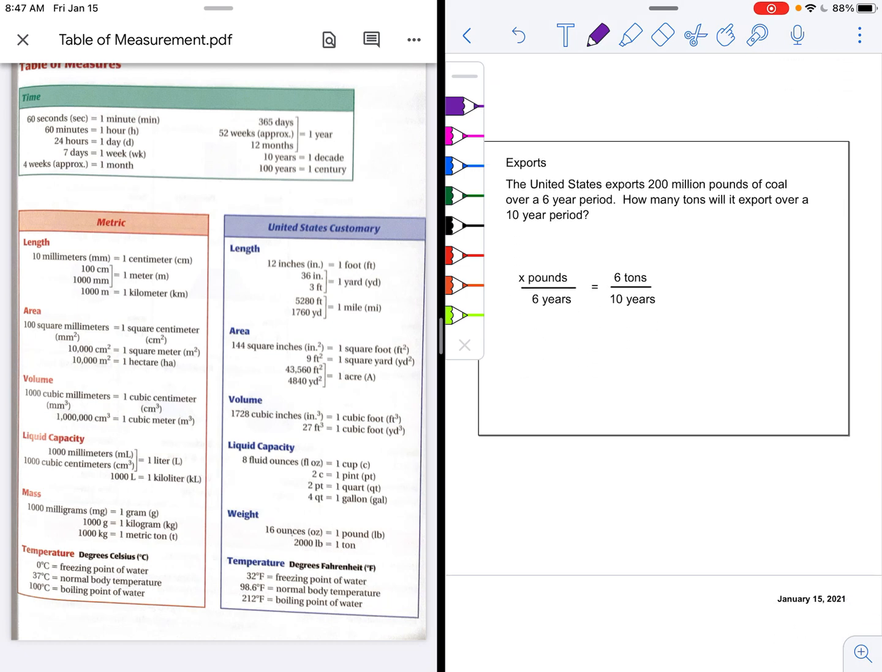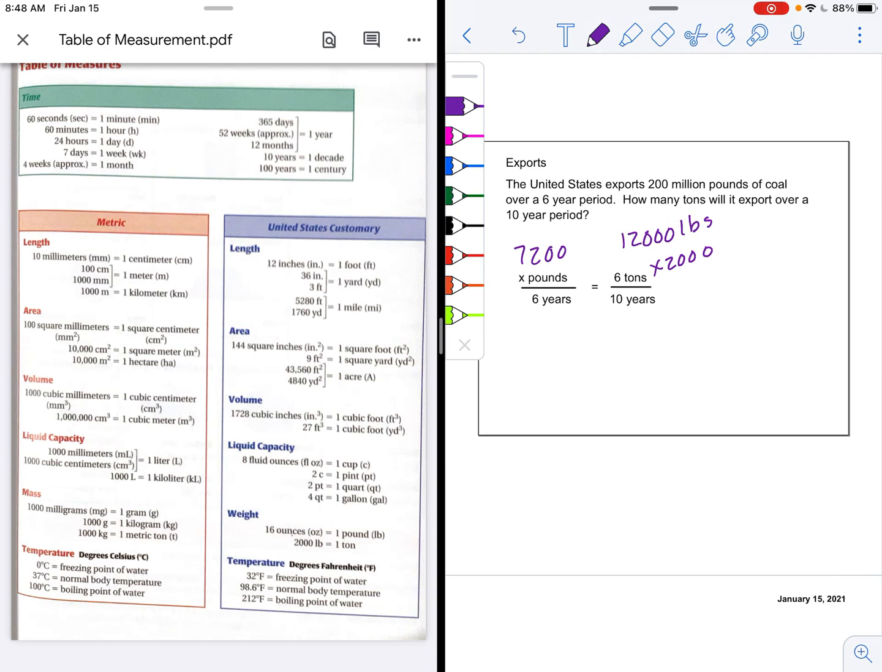It says there are 200 million pounds of coal over a 6-year period. How many tons will it export over a 10-year period? So I know that in each of these tons, because I'm looking at my chart over here, that there are 2,000 pounds. So I really have 12,000 pounds. That's pounds. So now it's in pounds, and I can multiply that by 6, and I get 72,000, and I'm going to divide it by 10. I actually end up with 7,200 pounds.